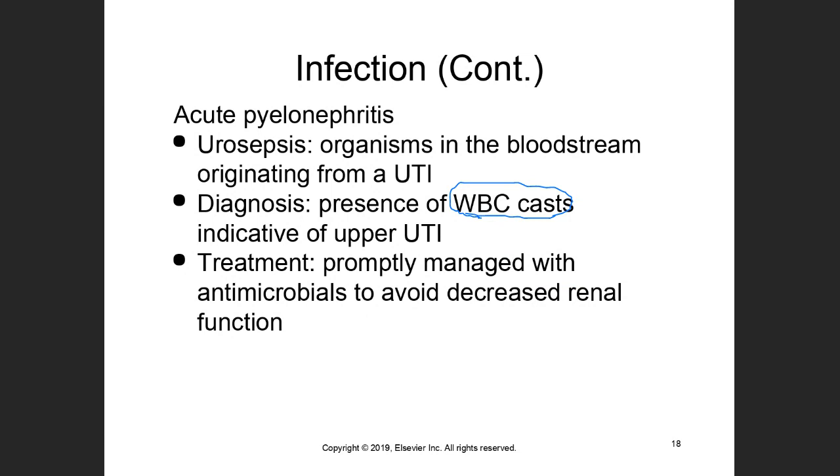Acute pyelonephritis: urosepsis is organisms in the bloodstream originating from the UTI. Diagnosis is presence of white blood cell casts. The treatment is antibiotics. The most common pathogen that produces UTIs is E. coli. Why? Because E. coli is normal flora in the urinary tract system.